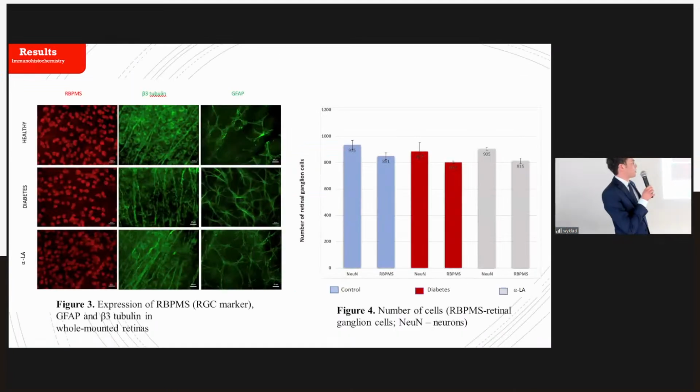Secondly, immunohistochemistry was performed, and we used appropriate markers. So RBPMS for retinal ganglion cells, beta-3 tubulin, as well as NeuN for neurons, and GFAP for glial cells. And as you can see, we did not observe any structural changes in retina.